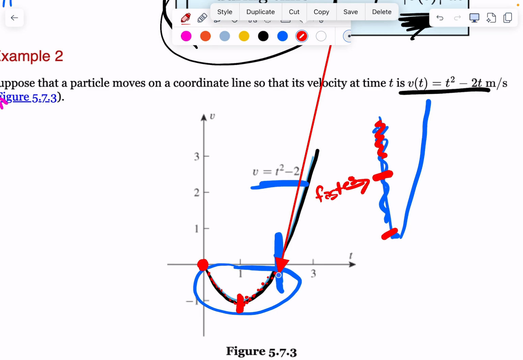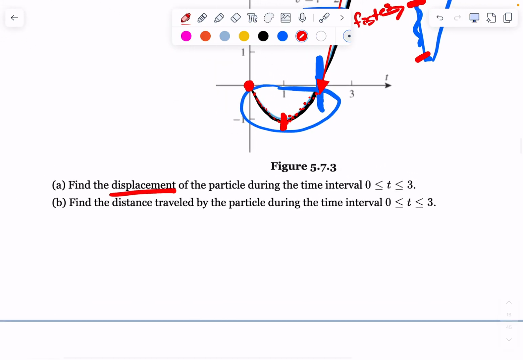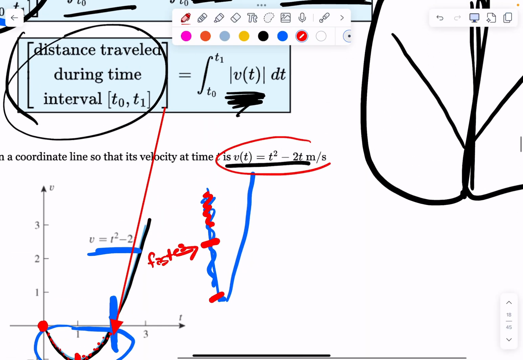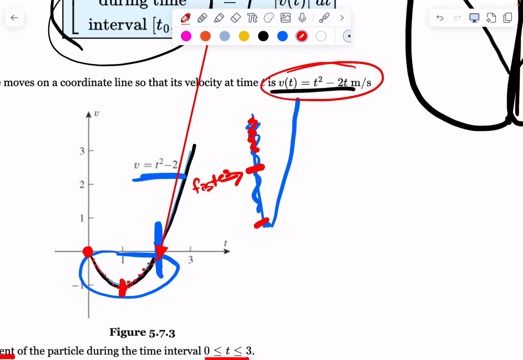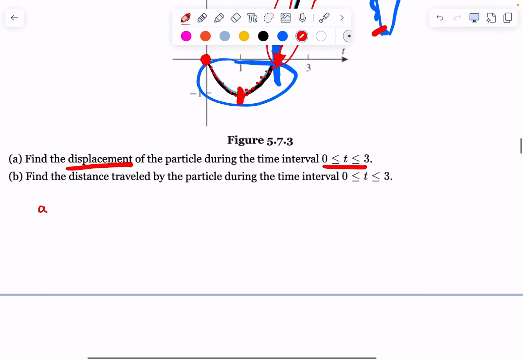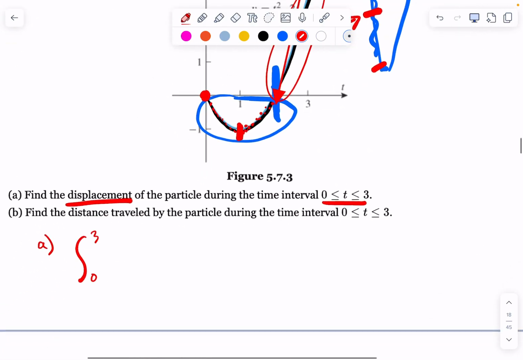Okay, so let's just do the thing. All right, find the displacement from 0 to 3 seconds. Okay, so we're just trying to find the distance that this thing has traveled. Not distance, displacement. So, like, where he's at. He's going negative, then he's going positive, so basically subtracting those two. So to do A, we're just doing from 0 to 3, we're doing t squared minus 2t.